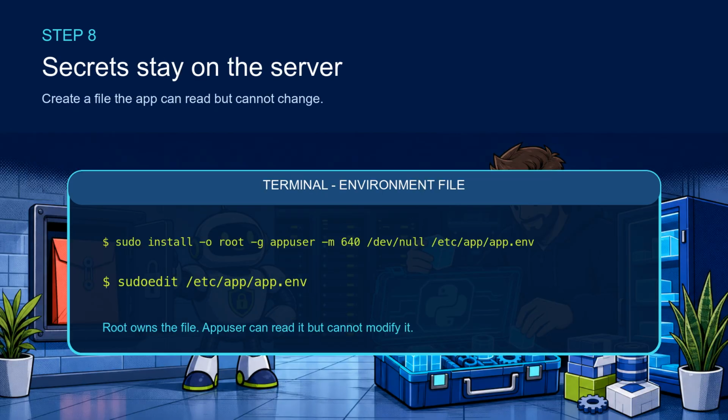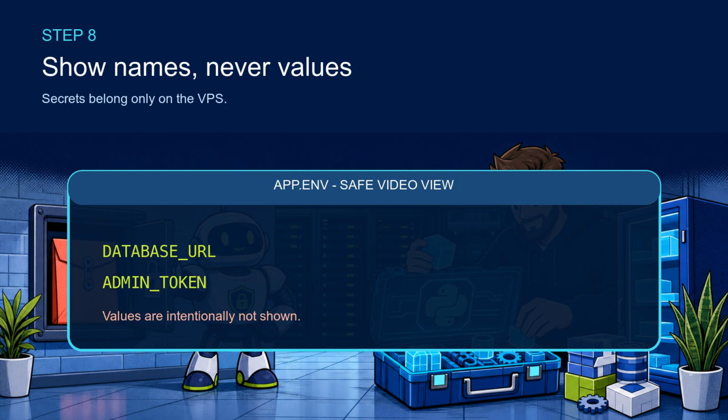Create the environment file in /etc/app. Root owns it. Appuser can read it but cannot modify it. Open it with sudo edit. In the video, show only variable names such as database URL and admin token. Never show their values. Keep every secret on the VPS, not in the project folder.